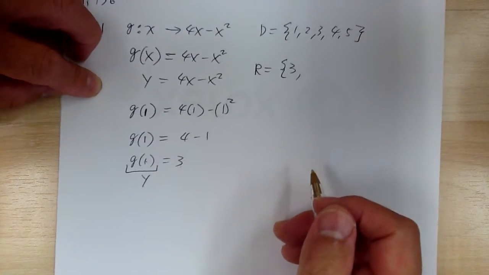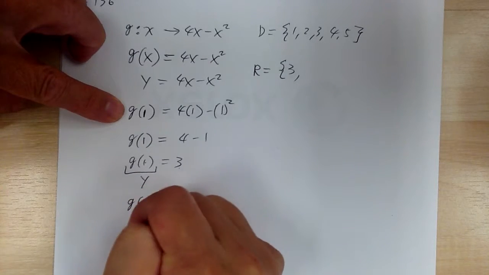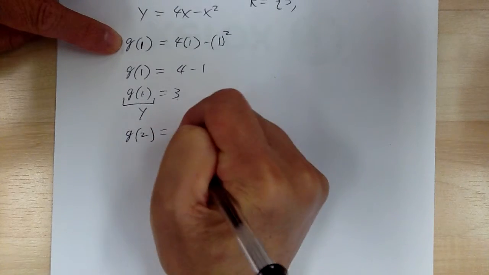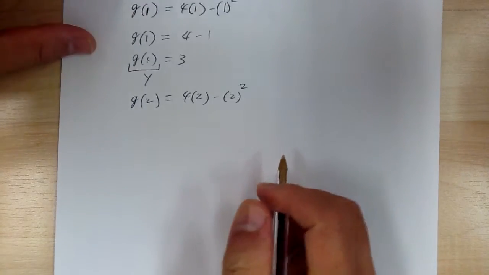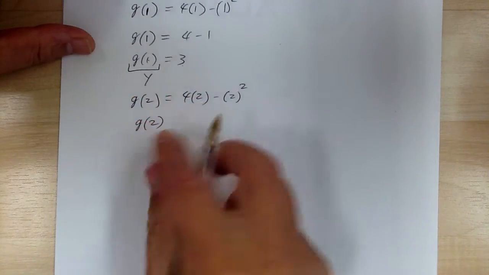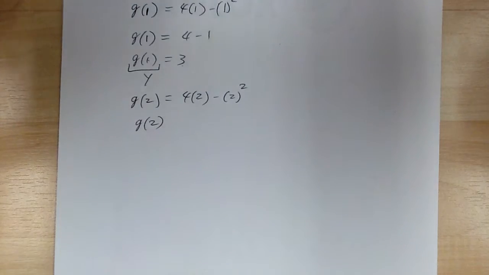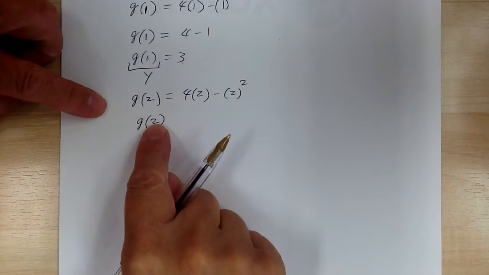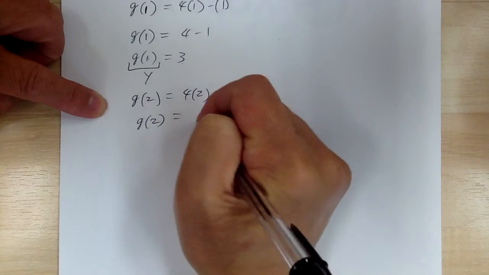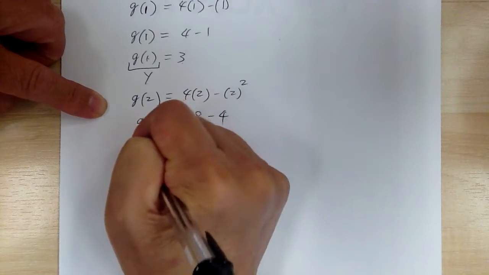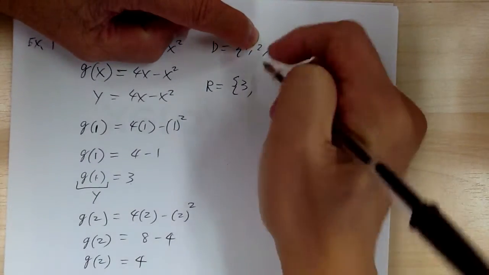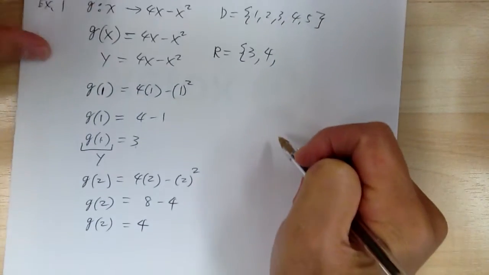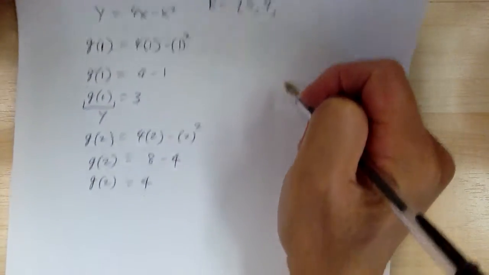So let's go and do g of 2. g of 2 is going to be equal to 4 times 2 minus 2 squared. g of 2 means when your input is 2, when x equals 2. So this will equal 8 minus 4, so g of 2 will equal 4. When your input is 2, you're going to get 4. Now let's go and do g of 3.